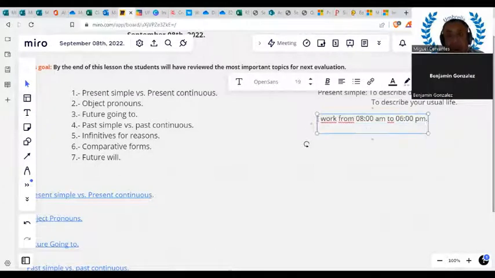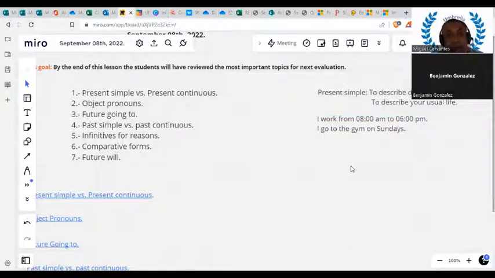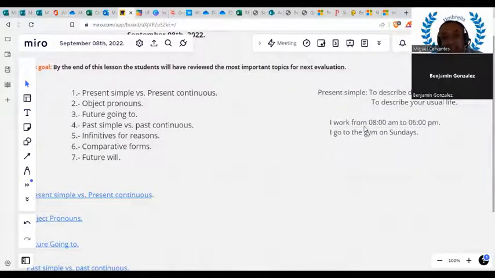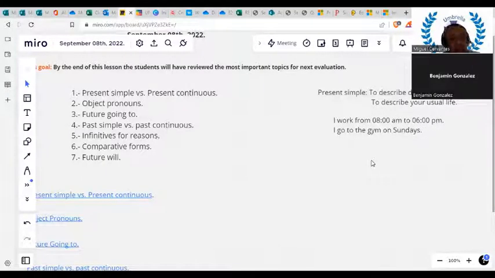Okay. You can say, I go to the gym on Sundays. Yes, I go to the gym on Sundays. These are actions about daily life, okay? Things that you do usually in your life. Benjamin, can you tell me one example using simple present, please? Present simple. Yes, like here, I work from 8 to 6. I go to the gym on Sundays. What about you? Can you tell me one example, please?